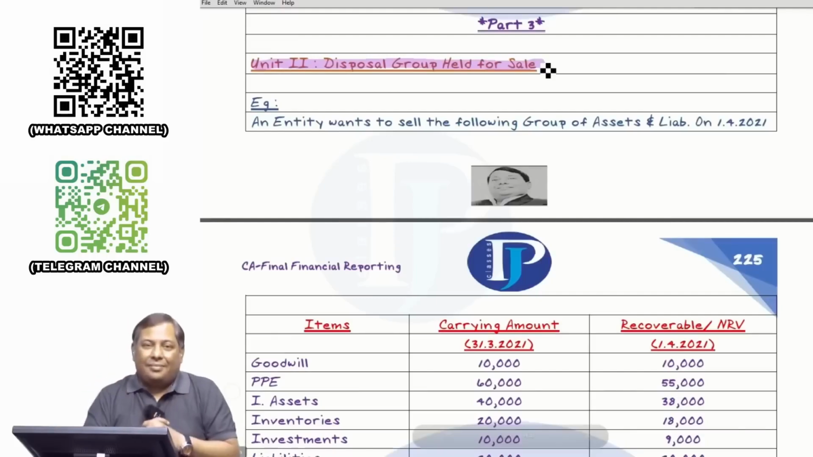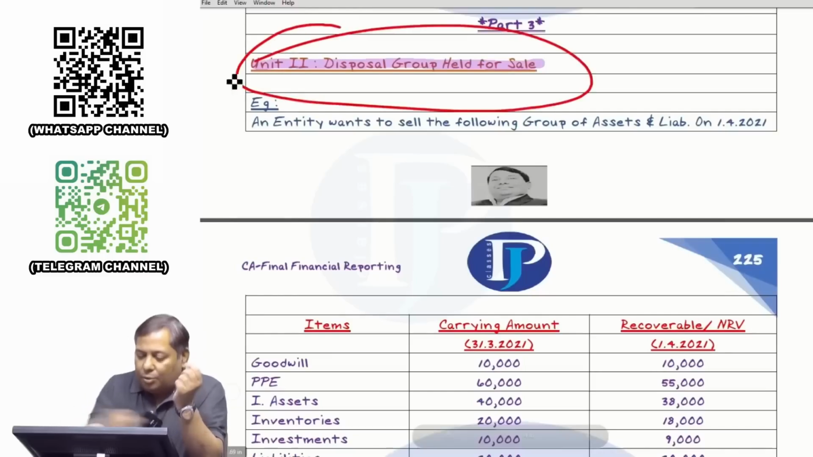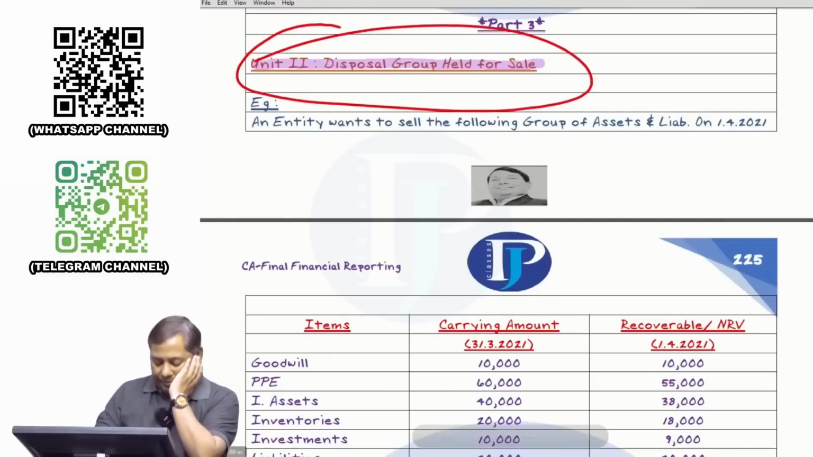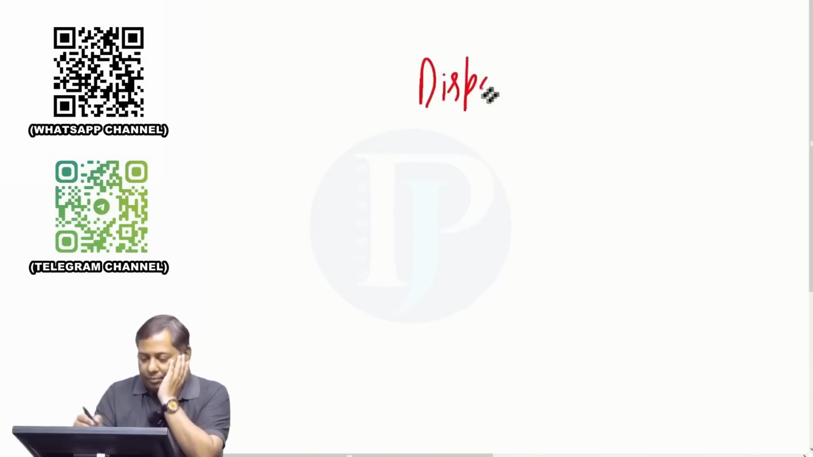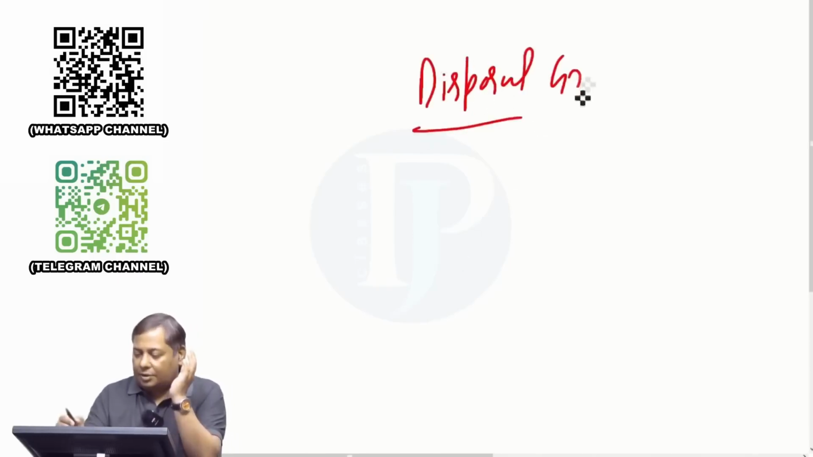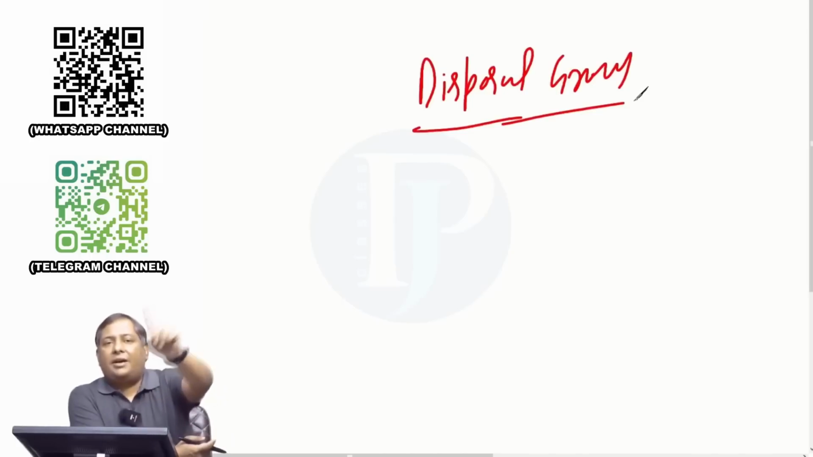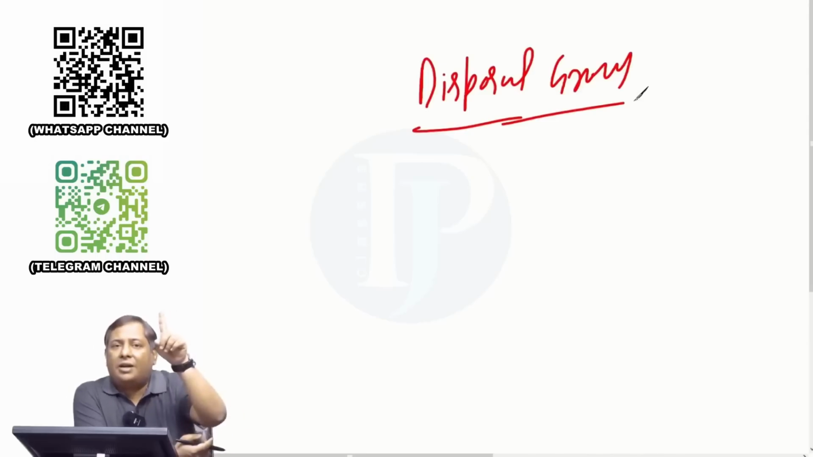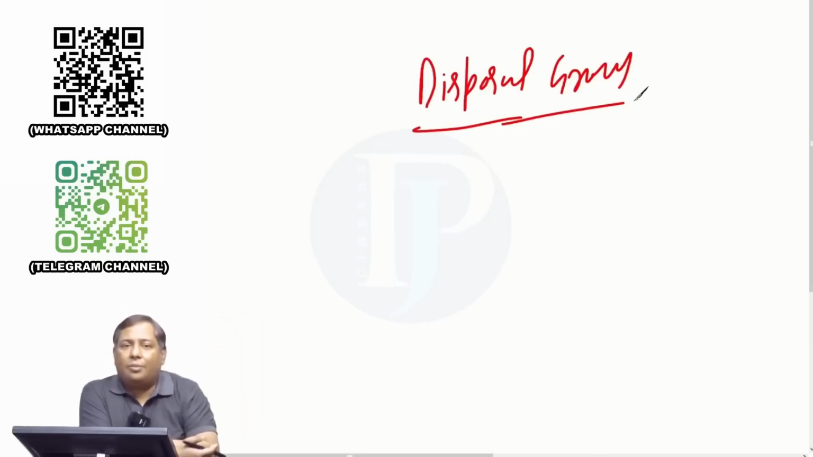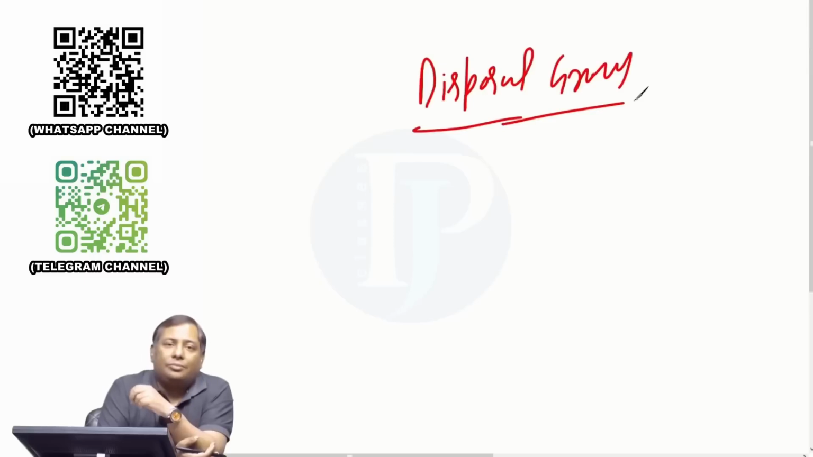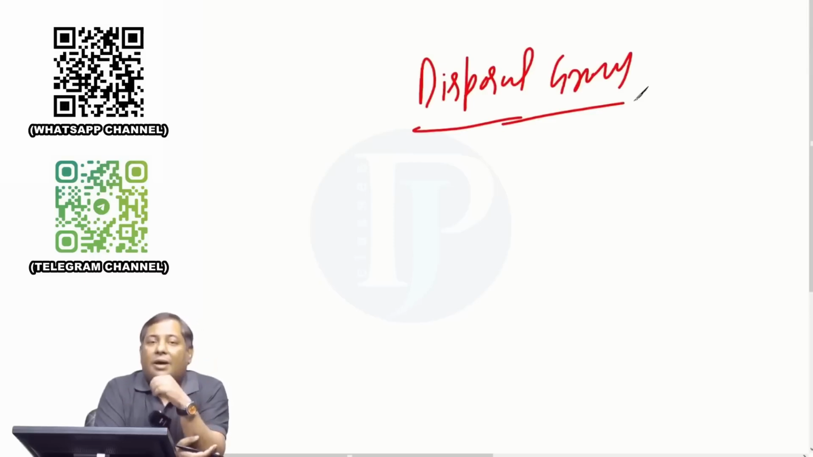Okay? Now we are in unit number 2. Unit number 2 is on what? Disposal group. Now what is this disposal group, students? I have a factory. I want to sell it. Go to unit number 1. Now I have a furniture item to sell. Go to unit number 1. Okay? If you want to sell a single asset, then you have studied that in unit 1. Follow all those steps. Now we are in the disposal group.